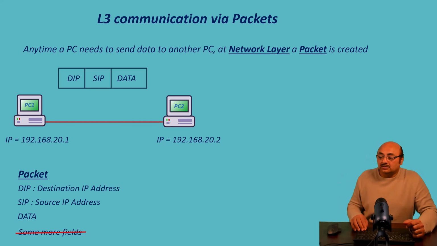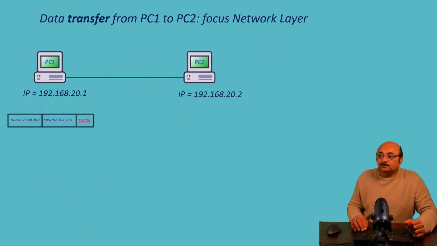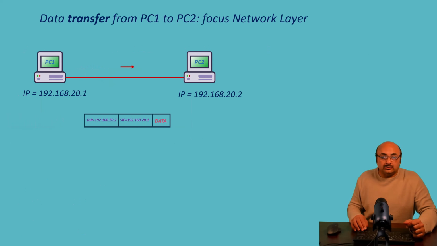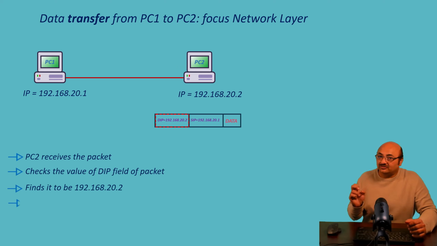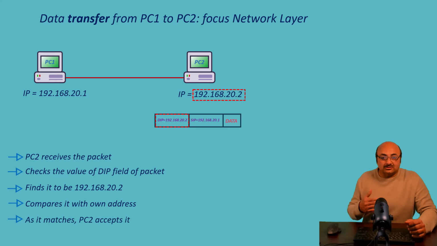So PC1 creates a packet and sends it across to PC2. Now PC2 receives the packet and checks the value of the destination IP. If it matches its own IP, then it will accept it. This was the simplified explanation. Now let's dive into the layered structure.